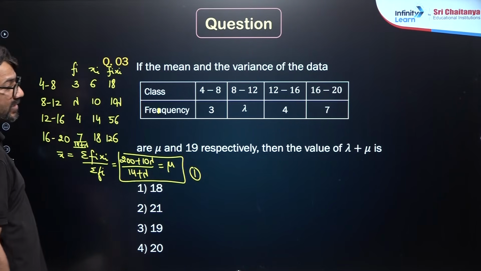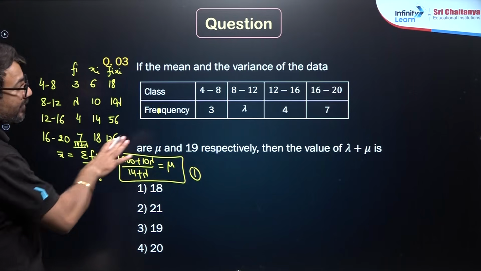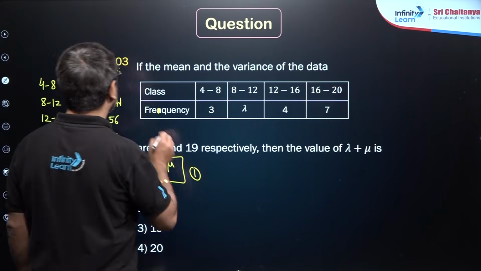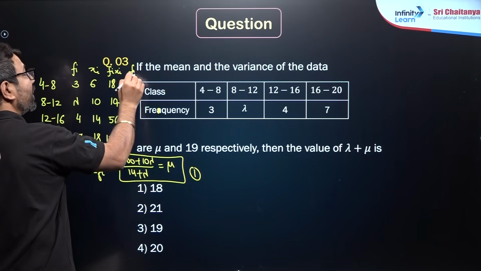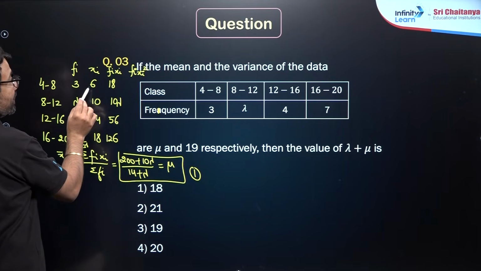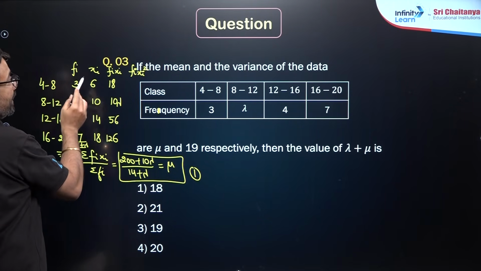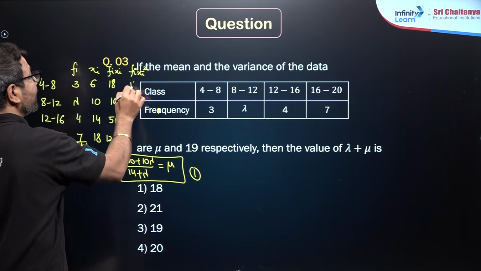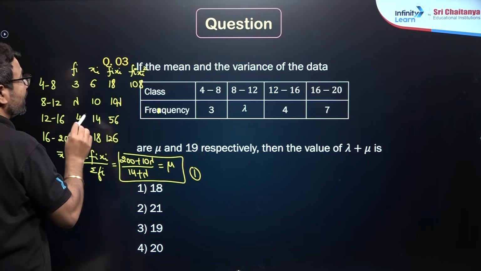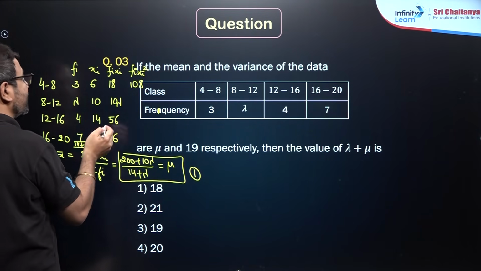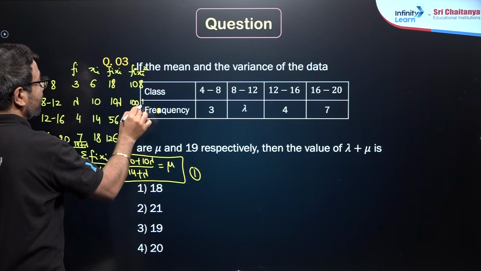Next is the variance. The variance they have given to you directly, that is the value 19. So for the variance you have to add one more row where you have to write Fi times Xi square. So over here Xi square is basically 36, and 36 into 3 you have to write. So that will be creating a number 108. Then over here Xi square is 100, 100 into lambda, you will be able to get here 100 lambda.